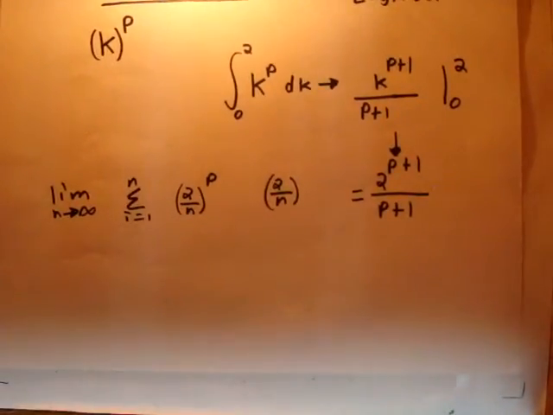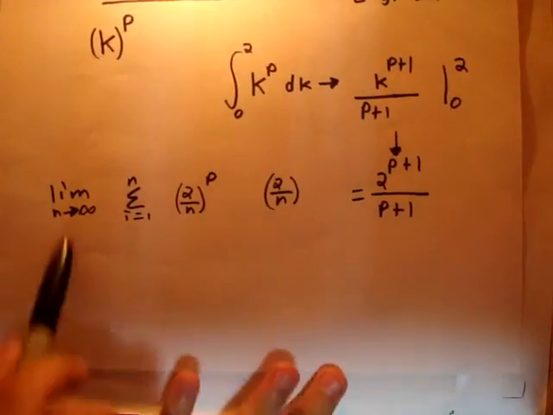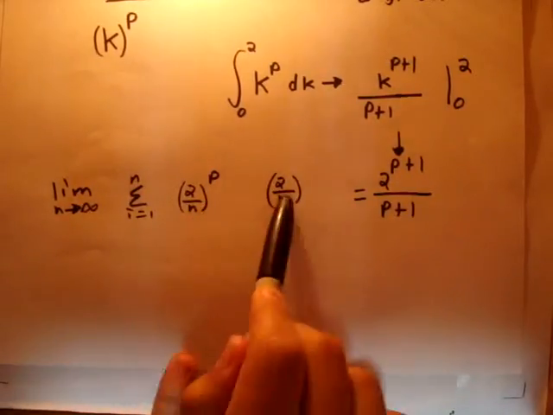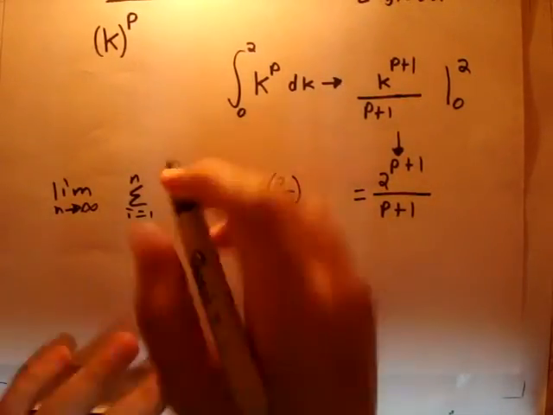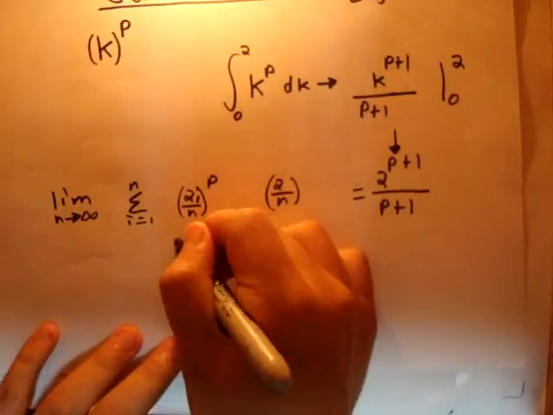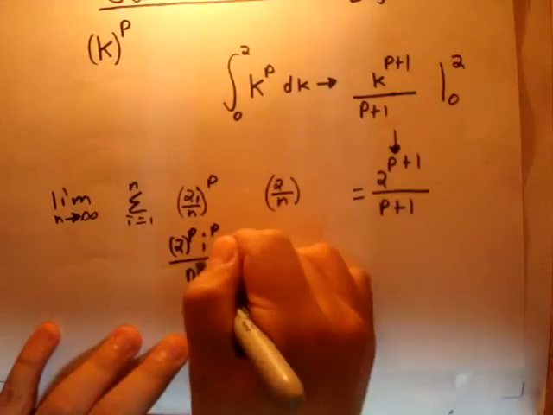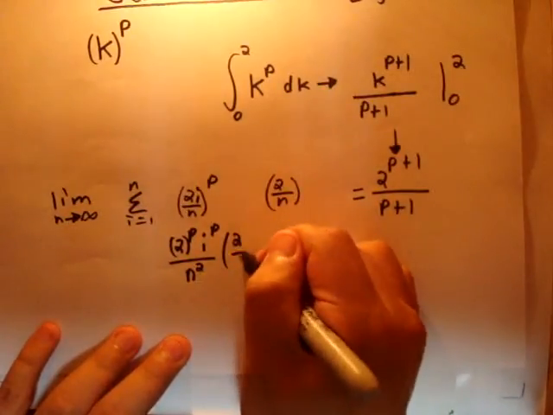We're going to reverse engineer it just like we did the other time. Well, right here we have a limit as n approaches infinity, sigma i equals 1, and here's the function, we plugged it in. Oh, forgot the i. Okay, we're actually going to work it out. That's 2^p, i^p, and n^p. And of course, times 2 over n.